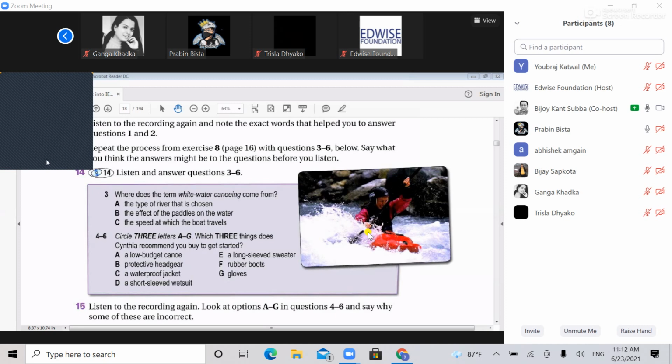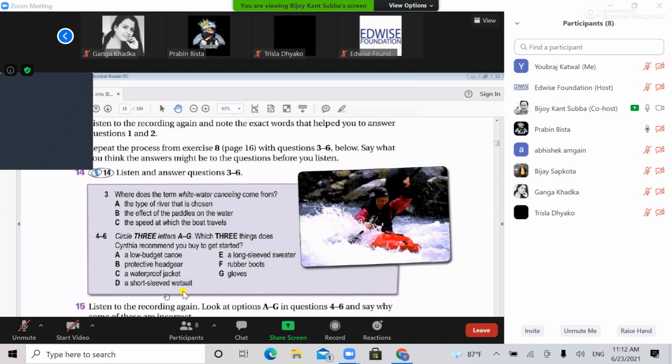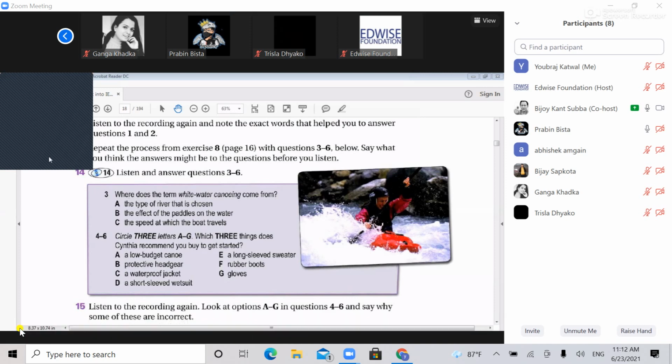There's no point, particularly as a beginner, in wearing anything but a wetsuit. That's a must. I'd recommend one with short sleeves rather than long sleeves. So we've got B, we've got D.